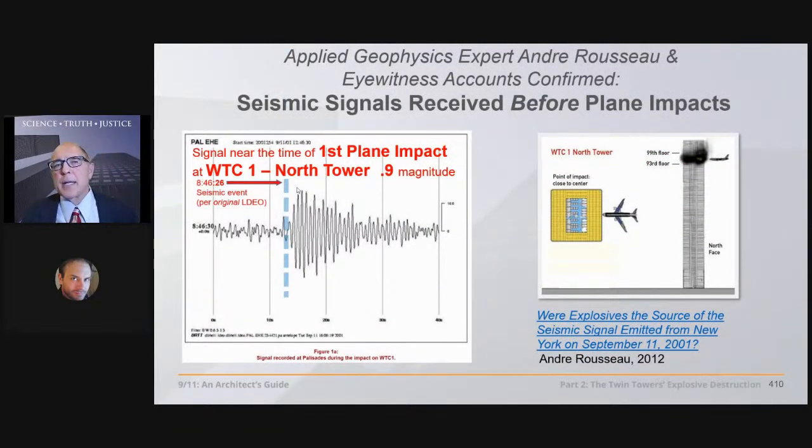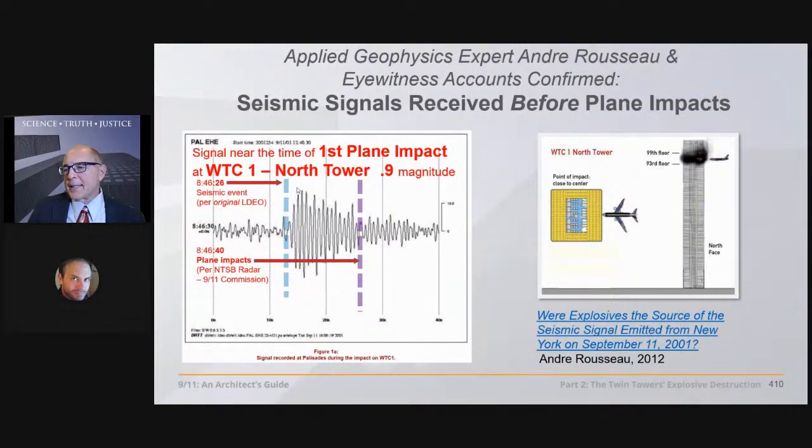The event happens at 8:46 and 26 seconds. Okay, but the plane doesn't impact, according to the National Transportation Safety Board radar, which is accurate within a second, which the 9/11 Commission relied on. But that happens 14 seconds later. So how can it possibly cause the event that was recorded 14 seconds earlier?